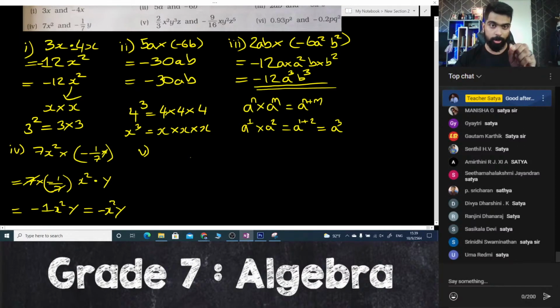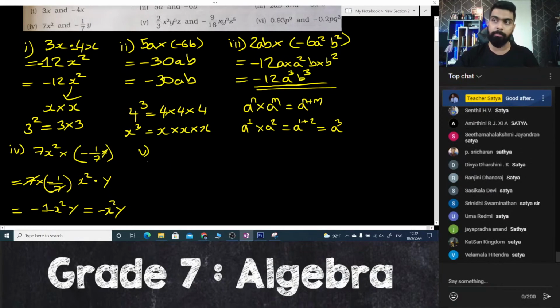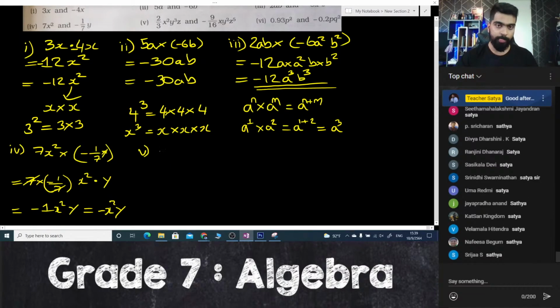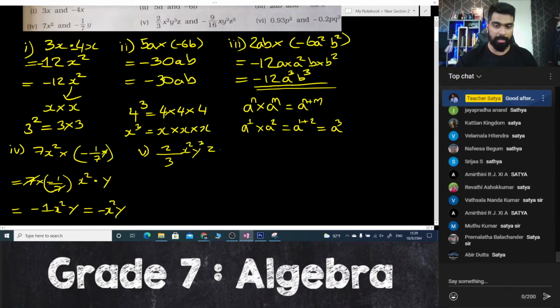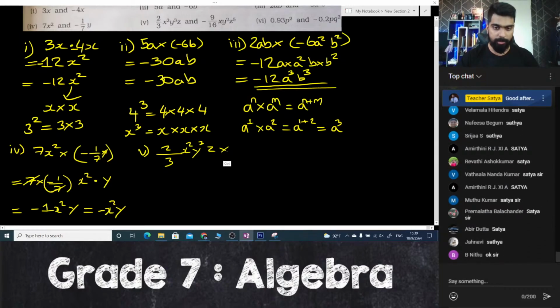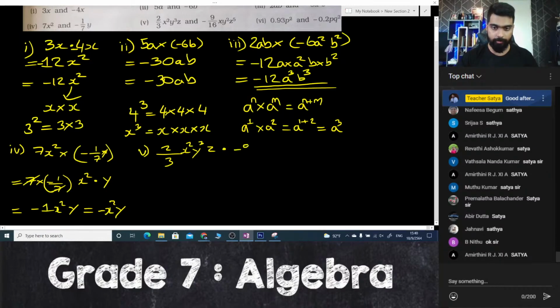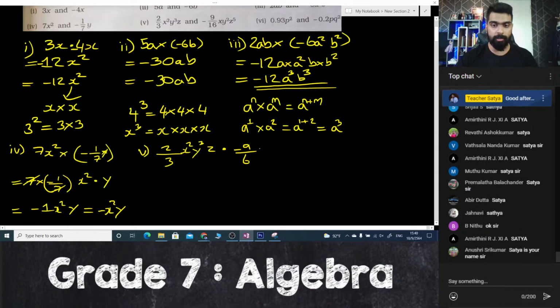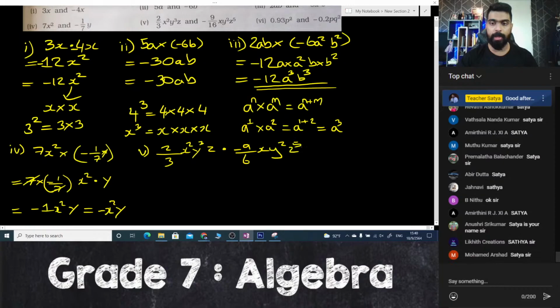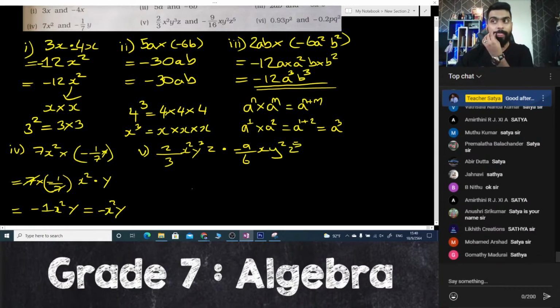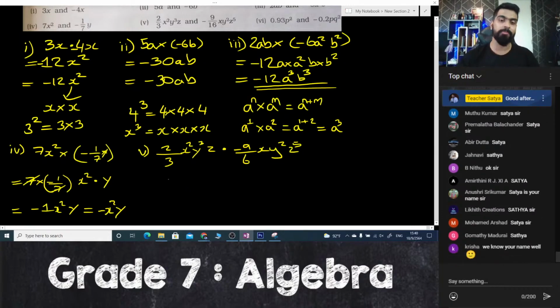Now, this can be a bit more tricky, right? Question 5 can be a bit more tricky, so pay good attention, okay? So we have 2 over 3 x square y cube z multiplied with, let me use the multiply sign like this so we don't get confused, negative 9 over 6 x y square z raised to the power of 5. I'm very happy, guys, that you know my name.